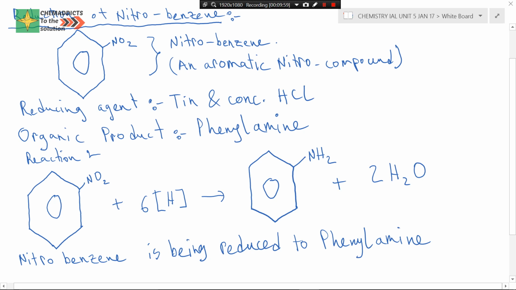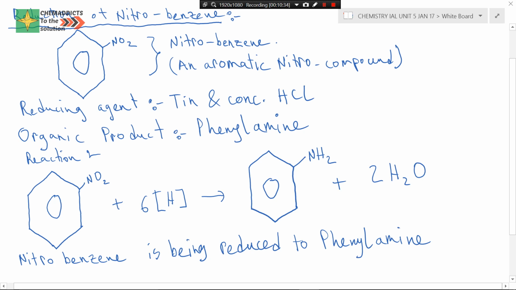So now the question might arise, why is this a reduction reaction? That's because in nitrobenzene we have oxygen, and in phenylamine we have hydrogen. Since oxygen is lost and hydrogen is gained by nitrobenzene, nitrobenzene is reduced to phenylamine, therefore this is a reduction reaction.